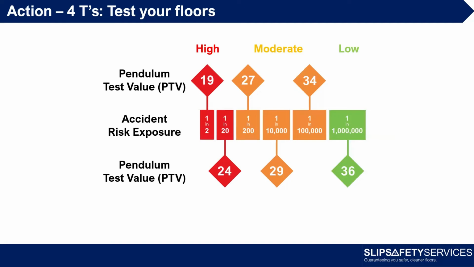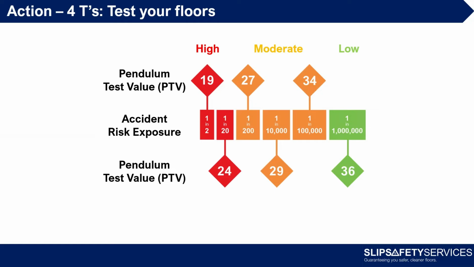The output of the test is a number called a pendulum test value, or PTV, and basically you can correlate that to a risk exposure. There are three categories of slip potential: high, which is anything up to a PTV of 24, moderate, which is a PTV of 25 to 35, and low, which is a PTV of 36 plus. If you've got a PTV of 24, then you've got a 1 in 20 risk exposure, according to some research that the HSE did. Whereas if you've got a PTV of 36 or above, then there's a 1 in a million risk exposure to an accident. So without the testing, you don't know where you stand on this scale.